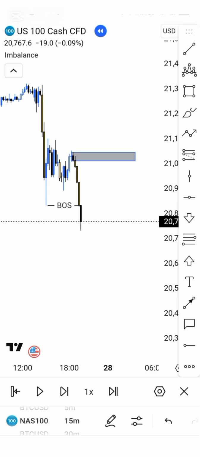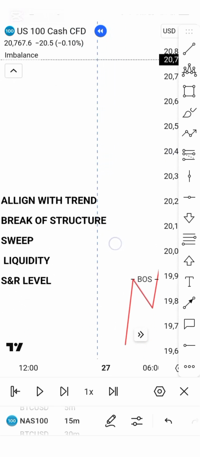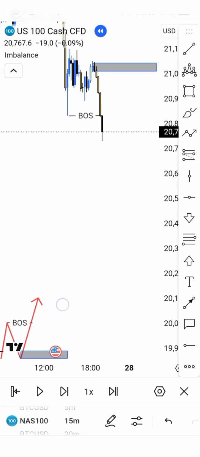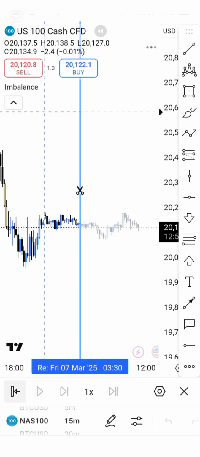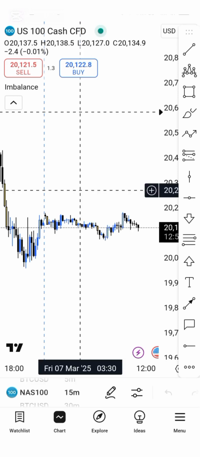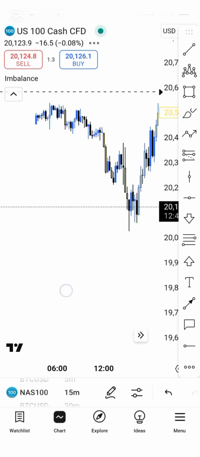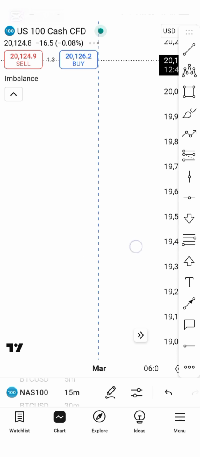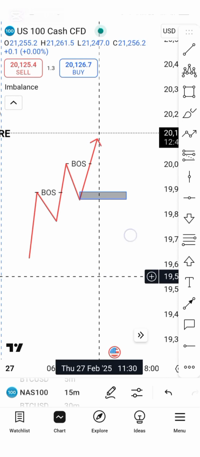Now we are talking about sweep. Let me explain the sweep I'm talking about. Let me cancel this playback. All right, so the sweep I'm saying is that, let's assume we have an order block at this level. The sweep is something like this, something like this. At this level, we have something like this.